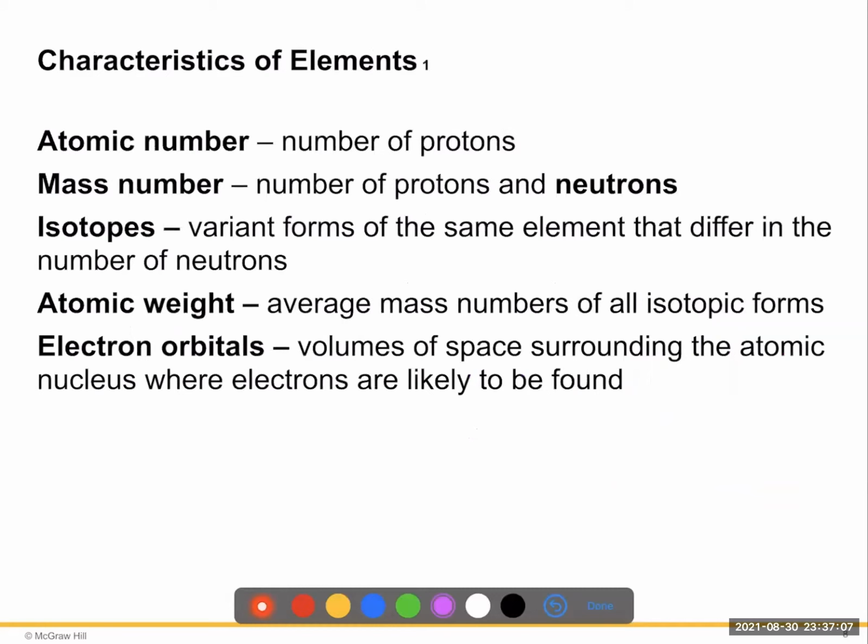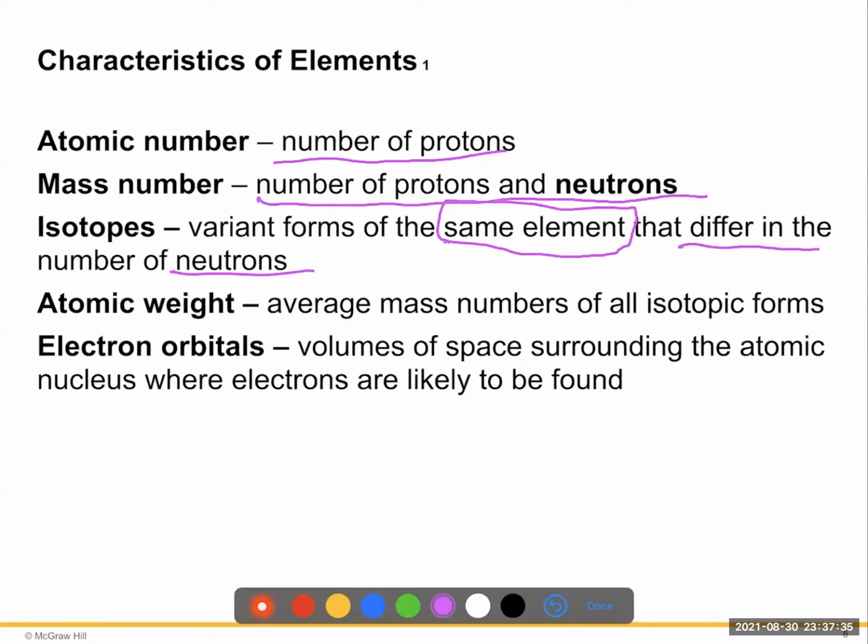So what we talked about is atomic number is the number of protons. The mass number is the protons plus neutrons. Isotope is the same element. Same element means the same number of protons, different number of neutrons. So isotopes are the same element, they have the same number of protons, but a different number of neutrons, so they're a different mass.